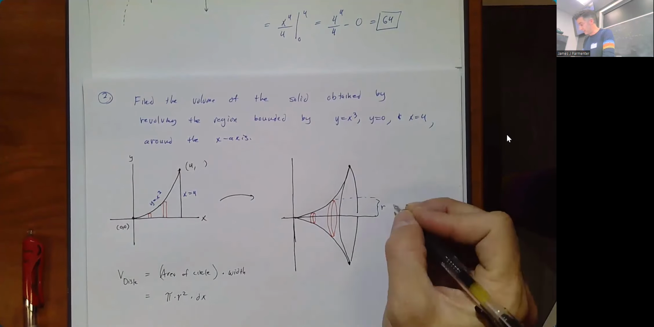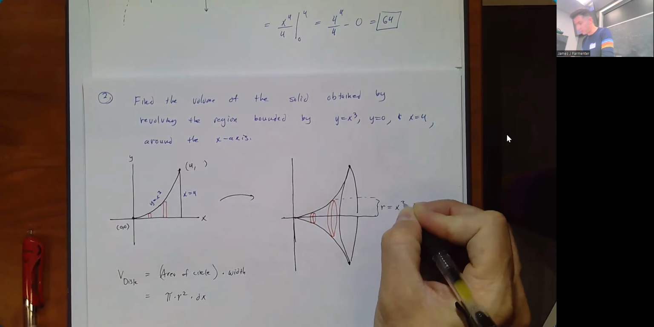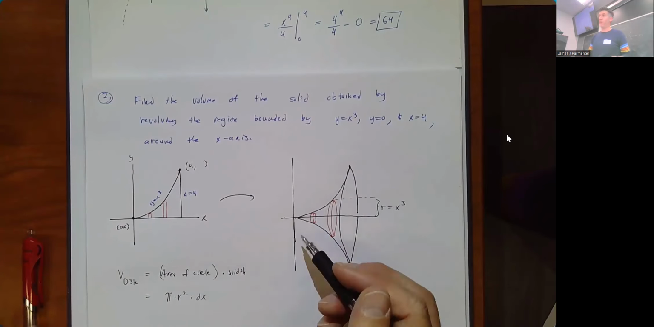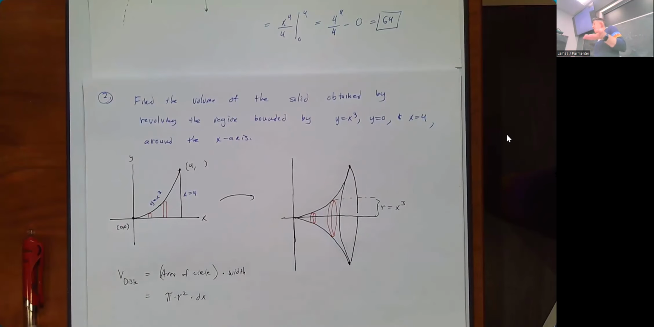In this case, the radius is x cubed. It's how far away the function is from the axis of rotation. If x is 1, the radius is 1. If x is 2, the radius is 8. If x is 3, the radius is 27. As x goes from 0 to 4, the radius goes from 0 to 4 cubed.